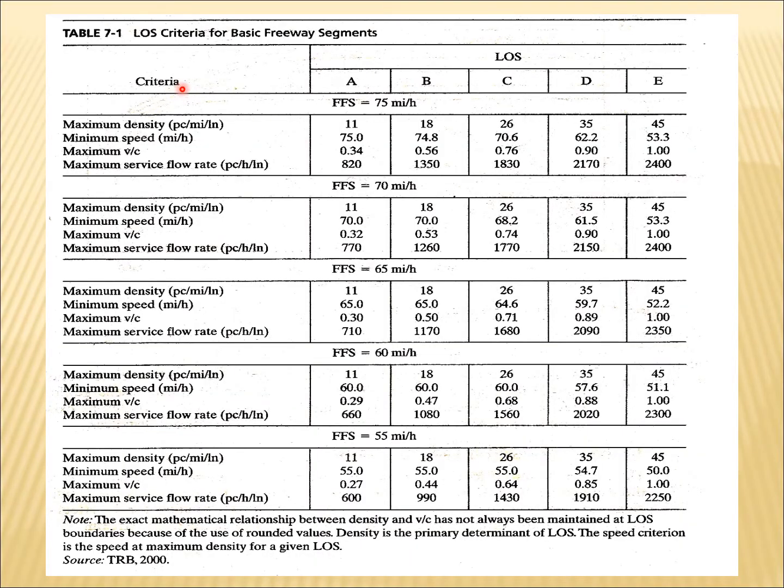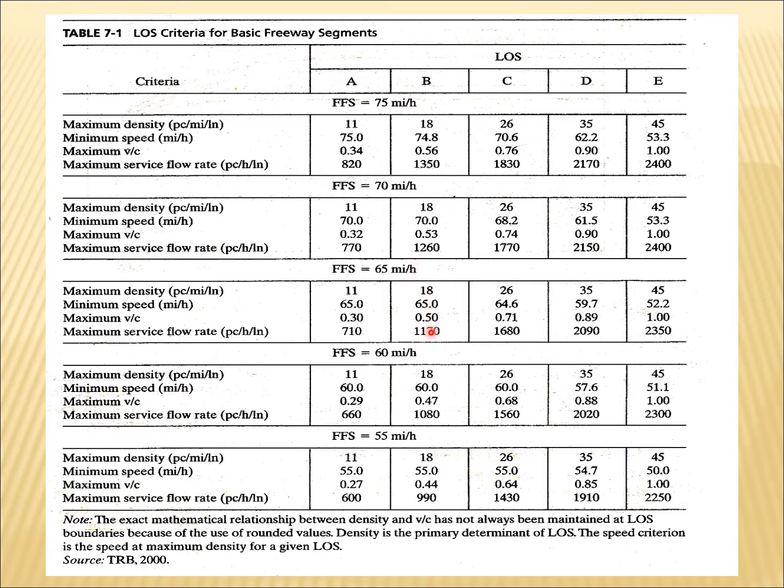So look at Table 7-1, level of service criteria for basic freeway segments. Here you can see A, B, C, D and E levels of service, and you can see this part of the table is meant for a free flow speed equal to 75 miles per hour, and this one is meant for 70 miles per hour, and so on.